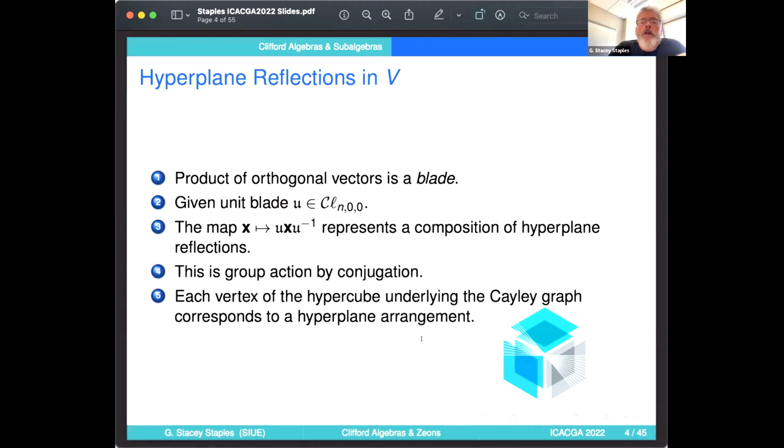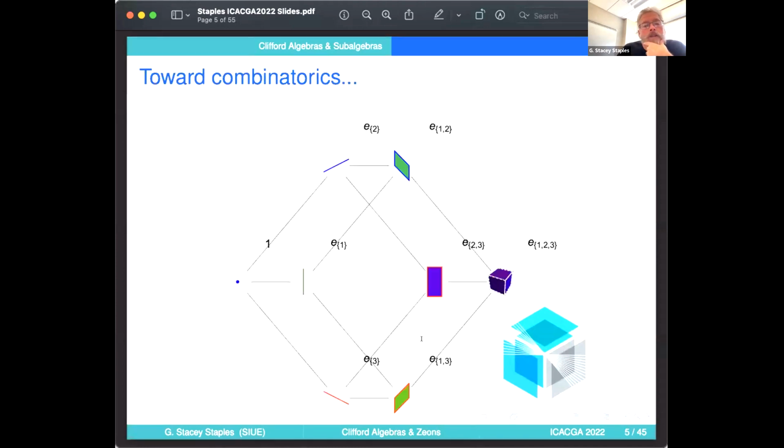Whenever I started looking at hyperplane reflections and arrangements of hyperplanes or groups of hyperplanes and subspaces, they really have this combinatorial characteristic. If you look at the Cayley graph of hypercubes, and by hypercubes I mean all the subspaces of an n-dimensional space, they start looking something like this, where basically you have a cube of subspaces.